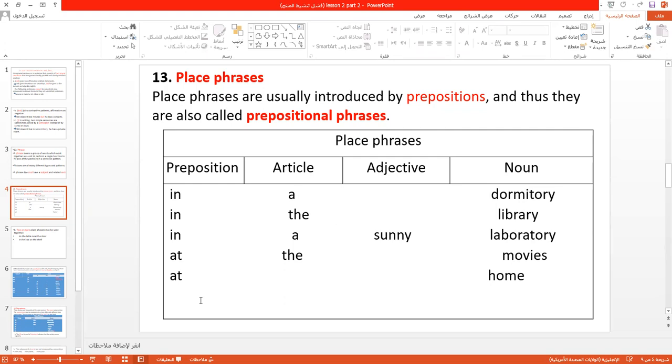Very good. And as you see here, in a sunny laboratory, or at the movies, or at home. Funny movies. So this is what? This is a place phrase. It consists of a preposition, and sometimes there is an article, and sometimes there is an adjective, but there must be a noun. So this is a place phrase, or sometimes we call it a prepositional phrase.